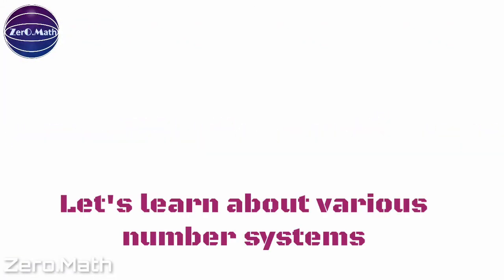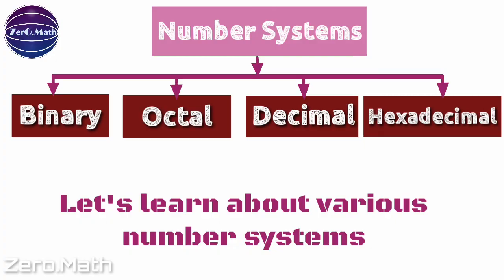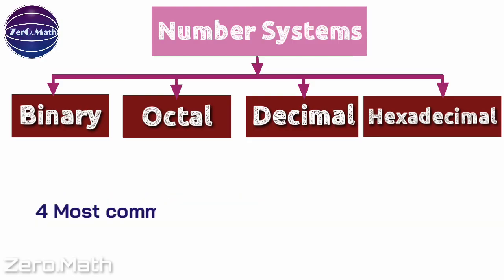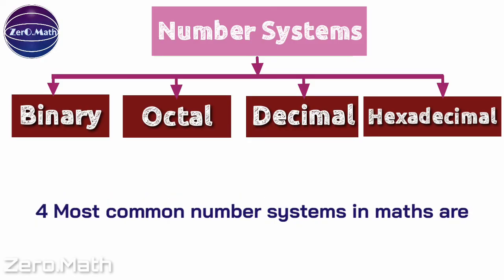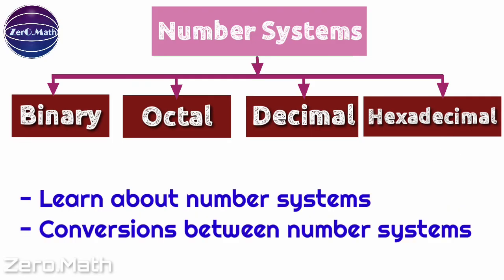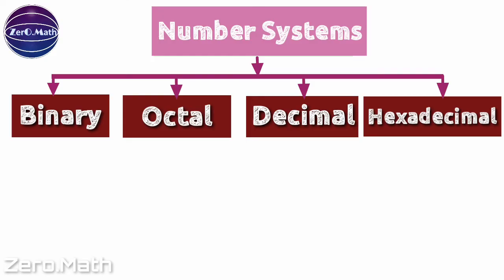In this video, we are going to discuss the various number systems in maths. The four most common number systems in maths are binary, octal, decimal and hexadecimal. We will learn about these number systems and the conversions between different number systems. Let's first understand the decimal number system.